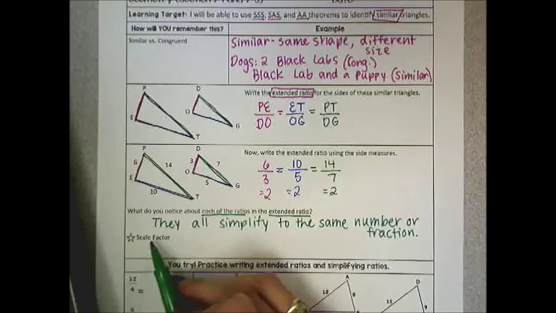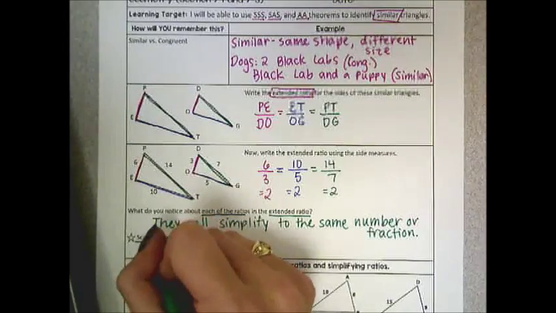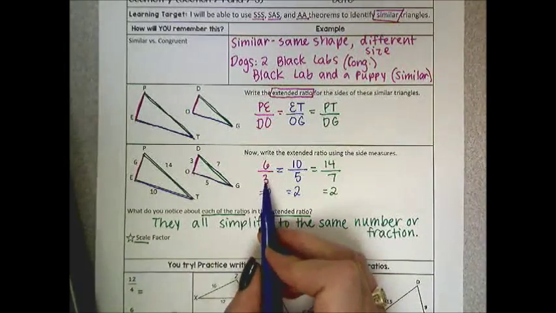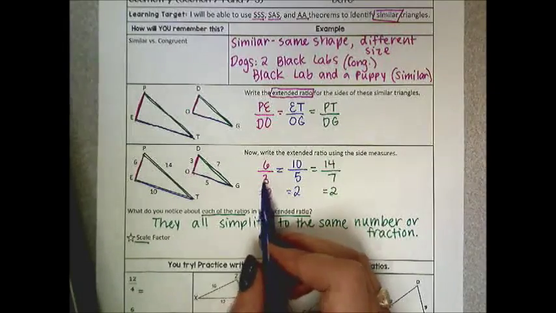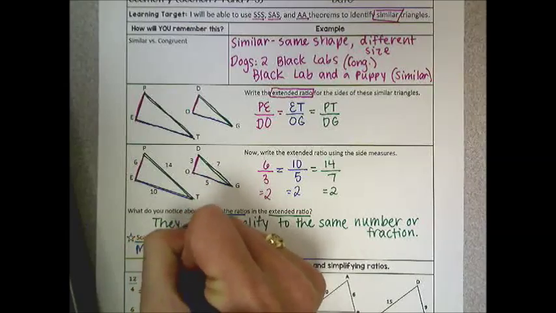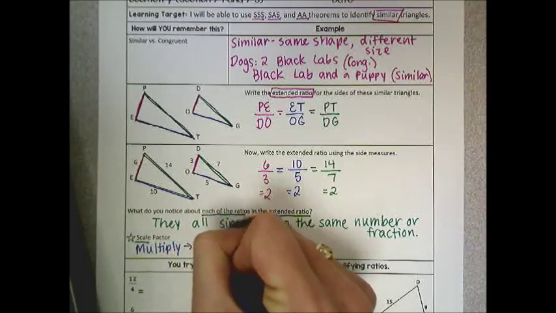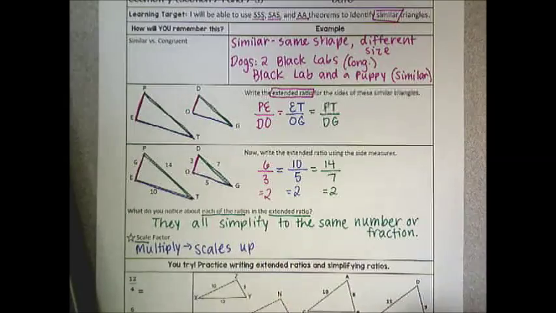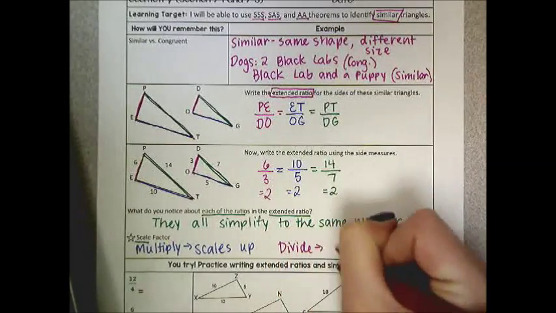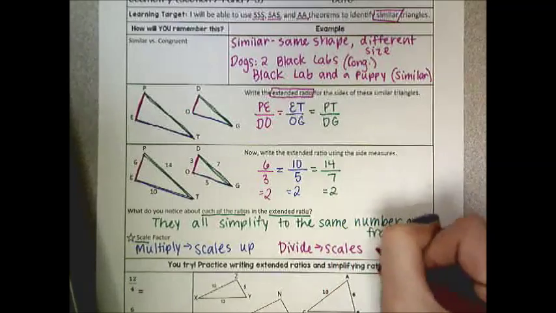Put a little star here by these words, scale factor. A scale, just like a musical scale, you can go up and down the scale. We can scale numbers. If I have 3, I could scale 3 up by multiplying by something. So if I multiply, it scales up. Just as you may think, if we can scale up, we can scale down. So the opposite of multiply is divide, and divide scales things down.